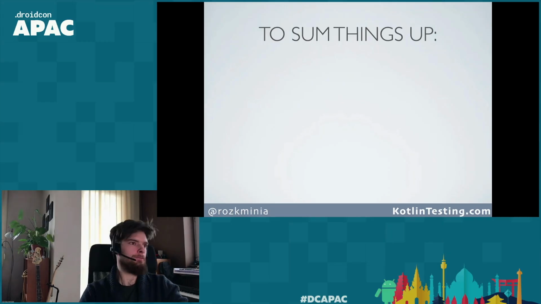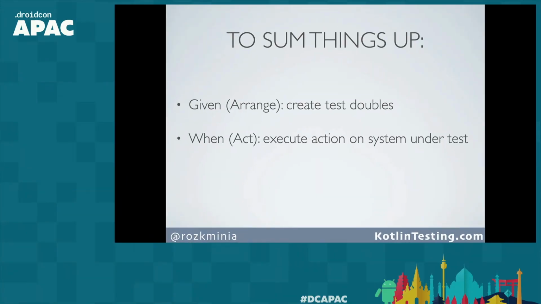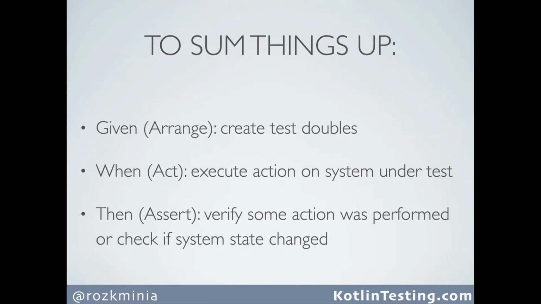Okay, to sum things up, we talked about fundamental concepts of unit testing, test doubles, and in the end, I want to give you a few takeaways. Know your test structure. With the given when then flow, you will find creating test doubles much easier. In the given section, prepare dependencies for your system under test, configure stubs. In the when section, execute the logic you want to test, and in the end, compare the results your system under test generated to your expected output.